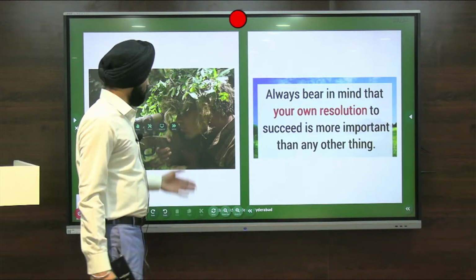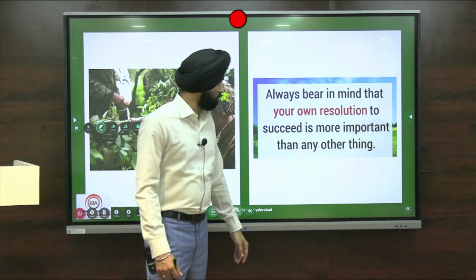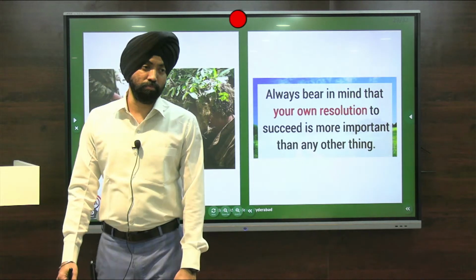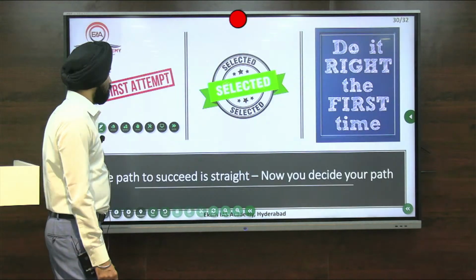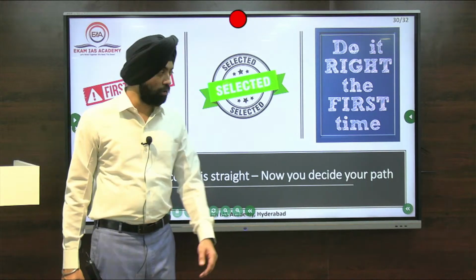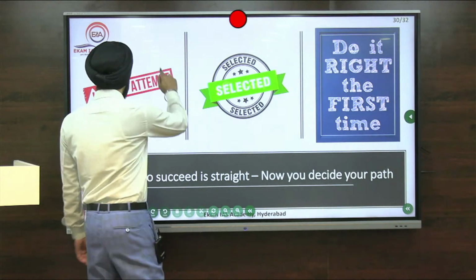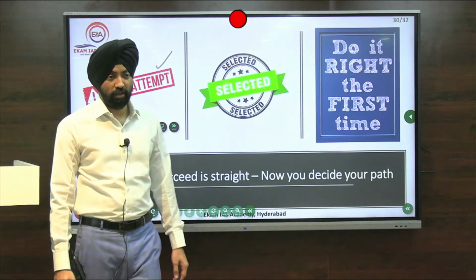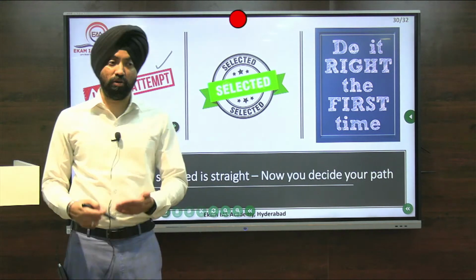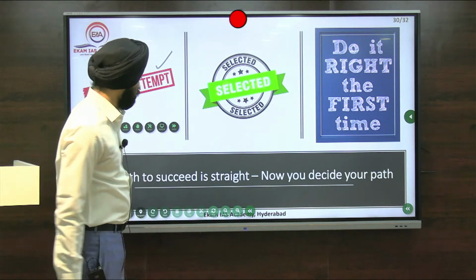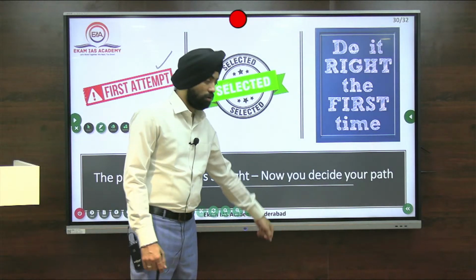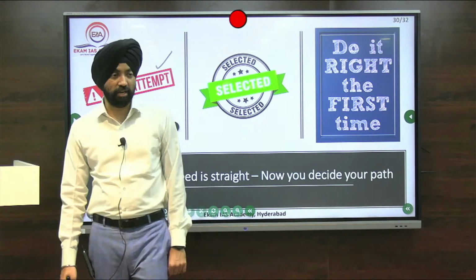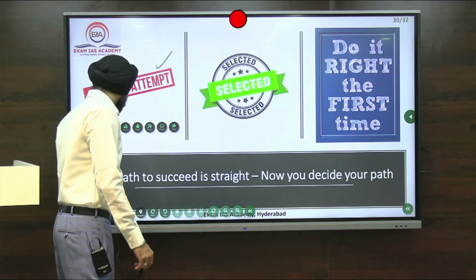Okay? Always bear in mind that your own resolution to succeed is more important than anything. This is very much required in UPSC. If you do it the right way, it will happen in the first attempt. If you do it the wrong way, you keep repeating your wrong way and keep struggling to clear your UPSC examination. The path to succeed is straight. Now you have to decide your path. The path is very straight.